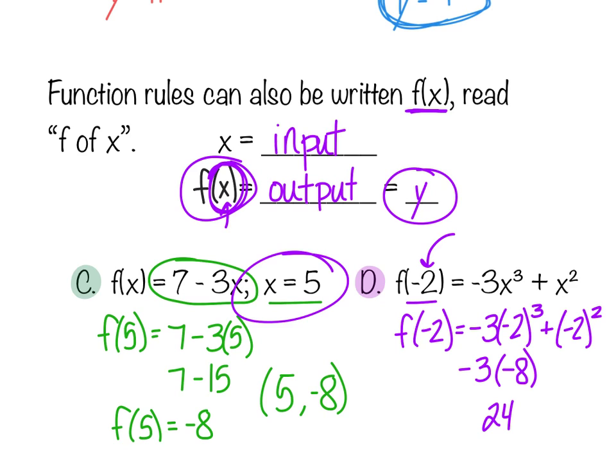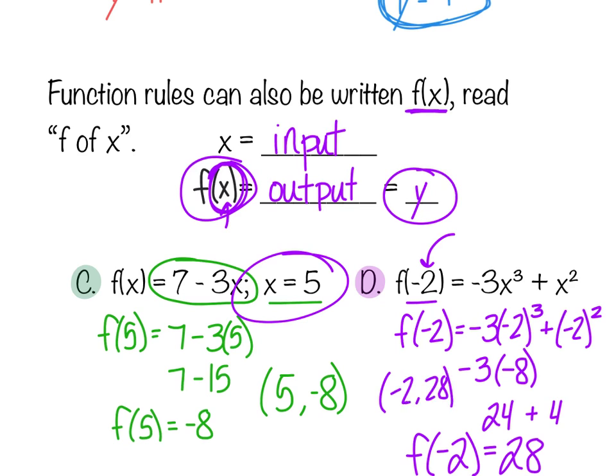Next up, I've got -2 squared. -2 times -2 is 4. So I got 24 plus 4, which is 28. So f of -2 equals 28. So the ordered pair, -2, 28, is somewhere on that really interesting curve that we have in this example D.